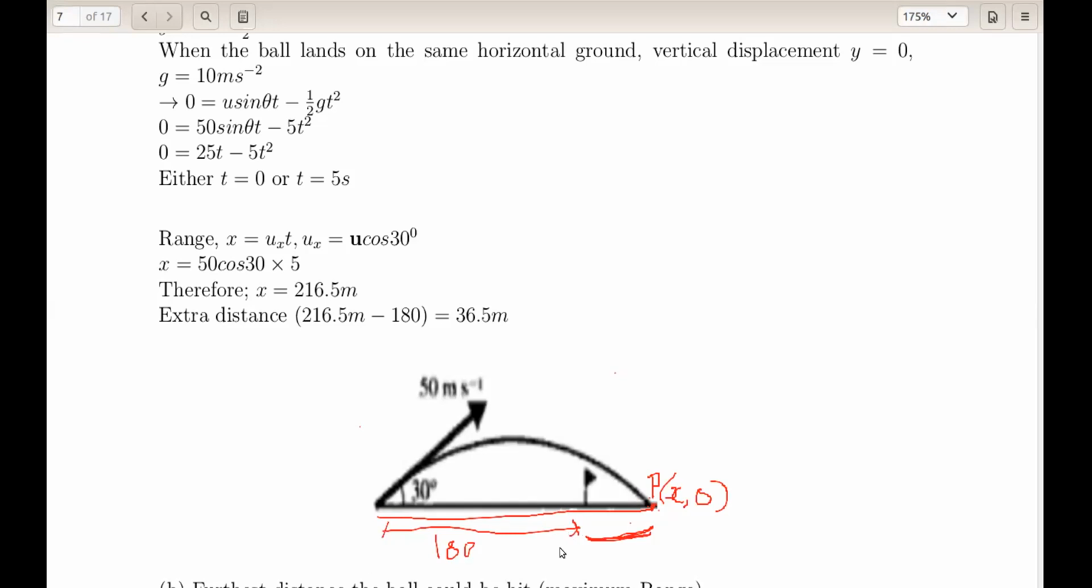So if I can get the whole of this distance, I subtract off 180, then I can get how far the ball landed from the pin. And to get the whole of this distance covered horizontally, I can use the second equation of motion. Second equation of motion, Teacher Theod has mentioned it several times.